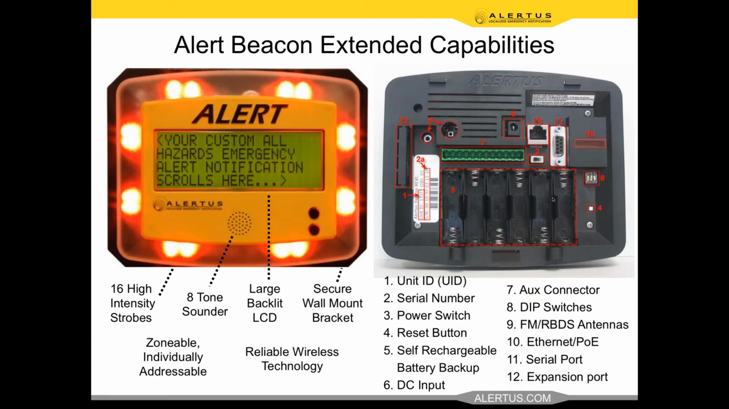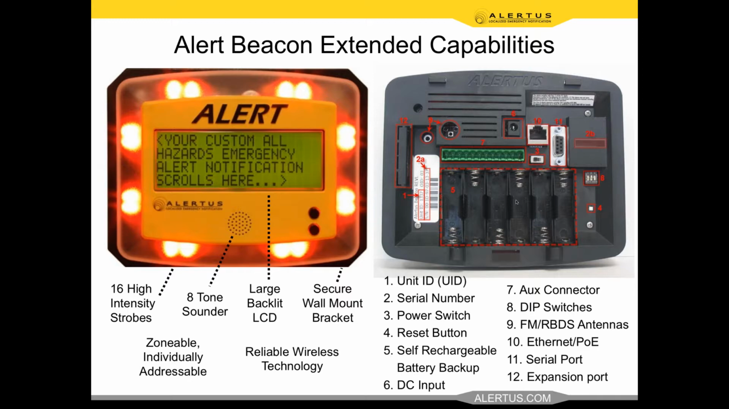So let's get to the device itself. The Alert Beacon is about 5 inches by 7 inches or so. That gives you a size idea, and you'll see some video and images during the demo. But it's just the right size. It's not too large for the wall. It's not too small. It provides the right viewing area, the appropriate level of flashing, sounding, those kinds of things.